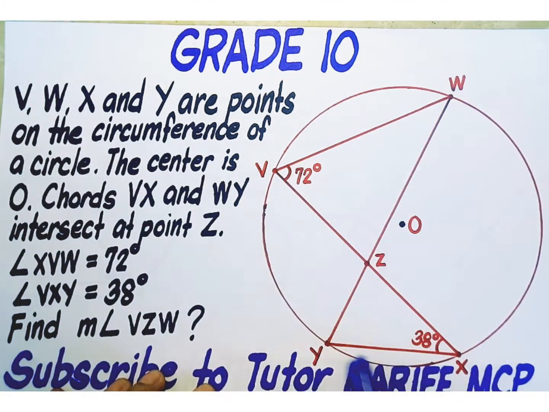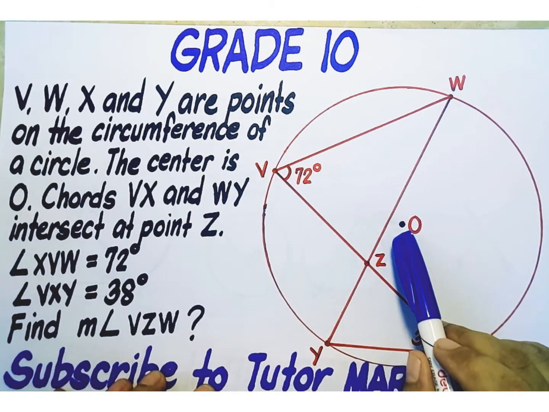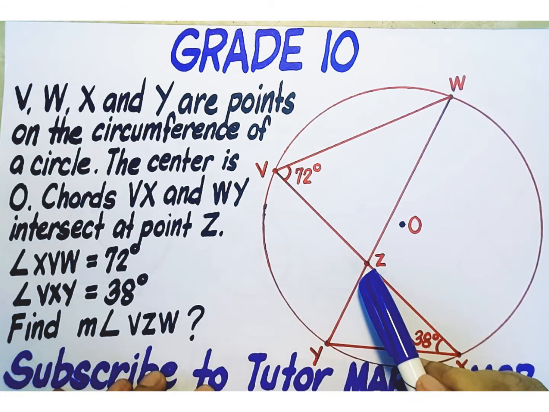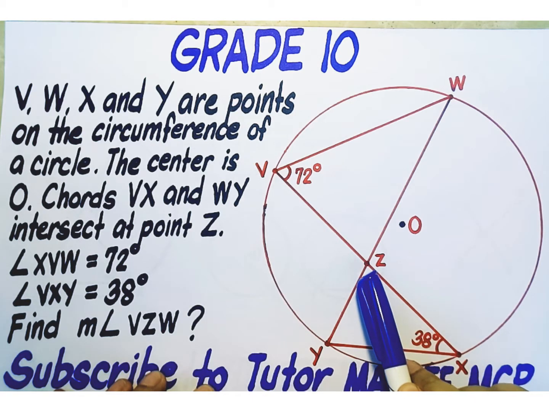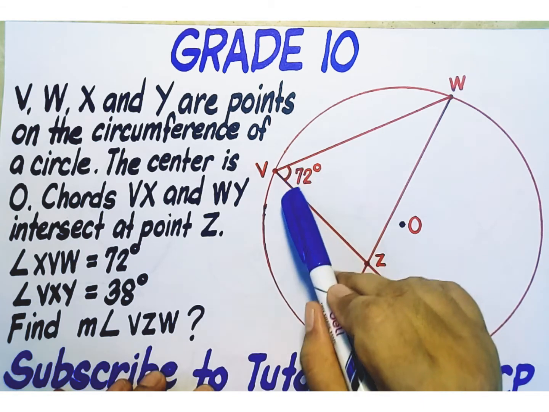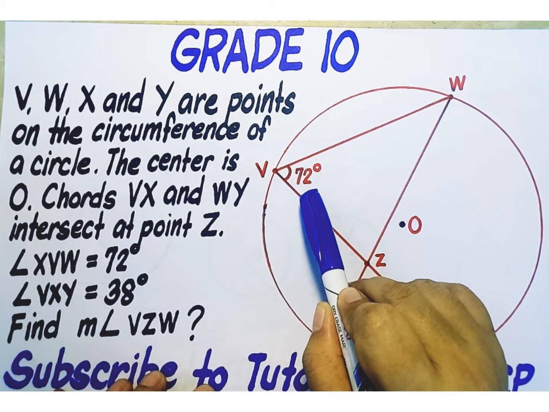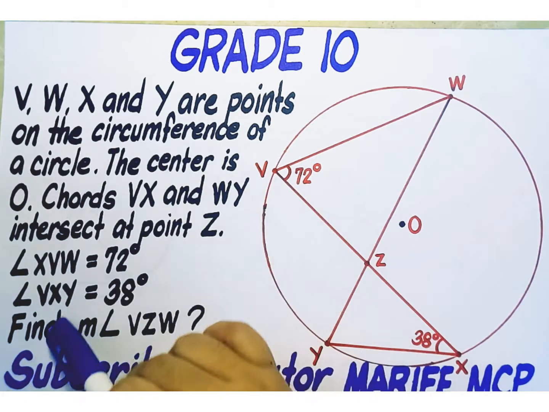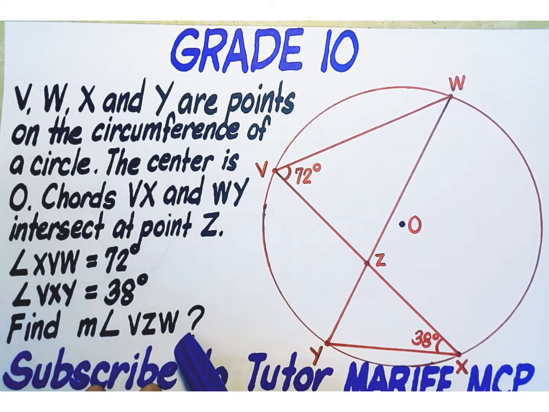In the figure, V, W, X, and Y are points on the circumference of the circle. The center is O. Chords VX and WY intersect at point Z. The measure of angle XVW is given. It's equal to 72 degrees. The measure of angle VXY is also given. It's equal to 38 degrees. We are required to find the measure of angle VZW.